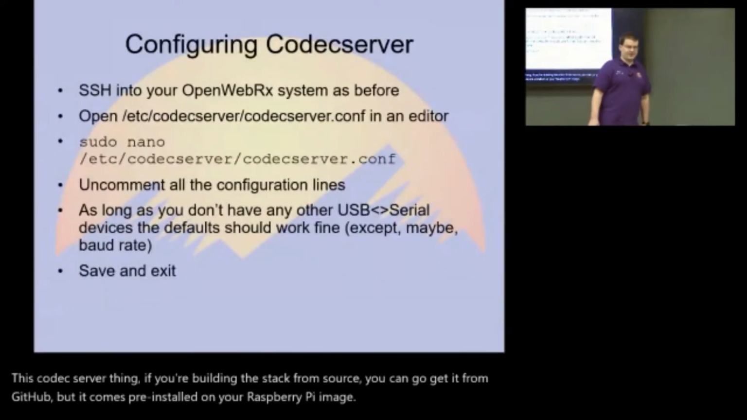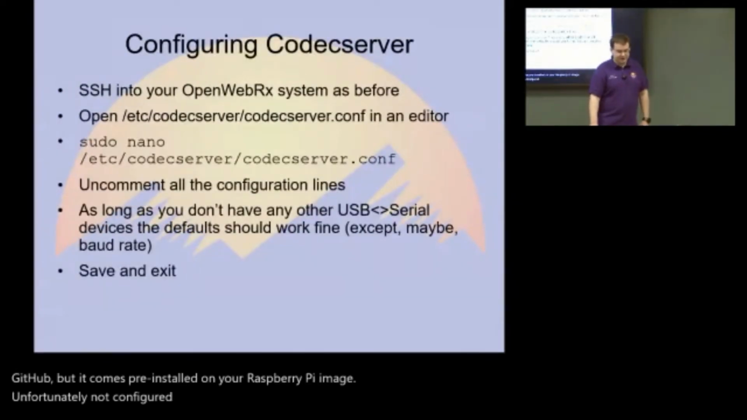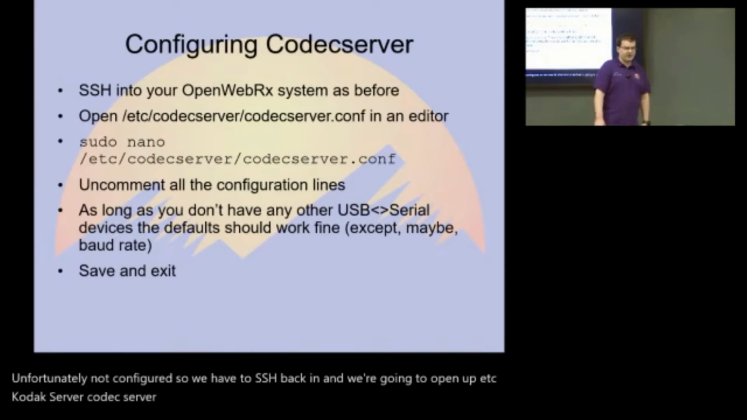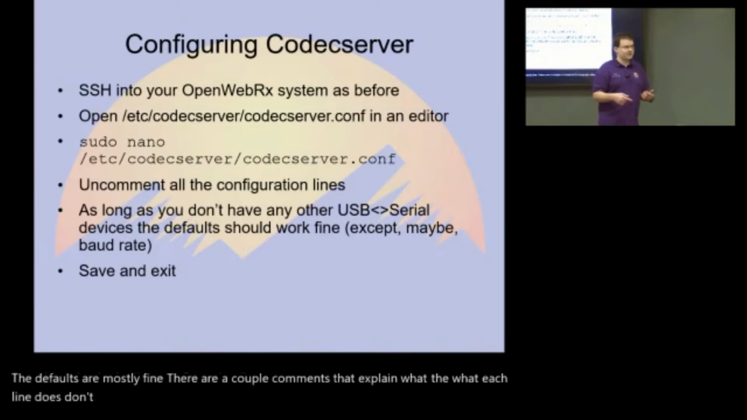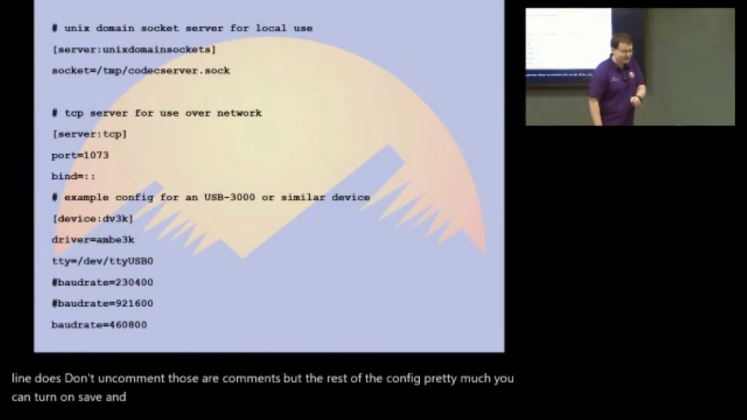Unfortunately, it's not configured. So we have to SSH back in, and we're going to open up /etc/codecserver/codecserver.conf in your editor of choice, and pretty much uncomment everything that looks like a configuration line. The defaults are mostly fine. There are a couple comments that explain what each line does. Don't uncomment those. Those are comments. But the rest of the config, pretty much you can turn on, save, and exit. So it should look like this if you do it right.